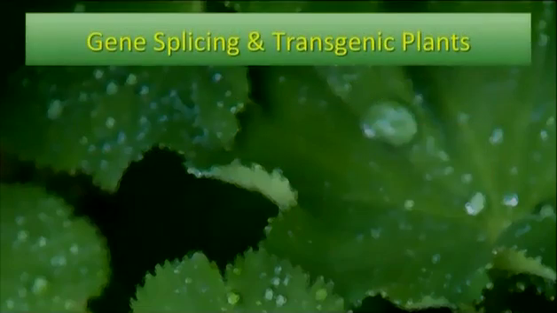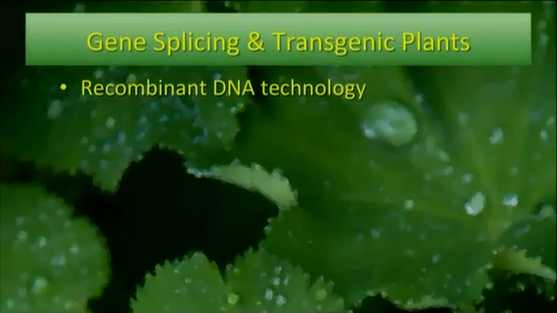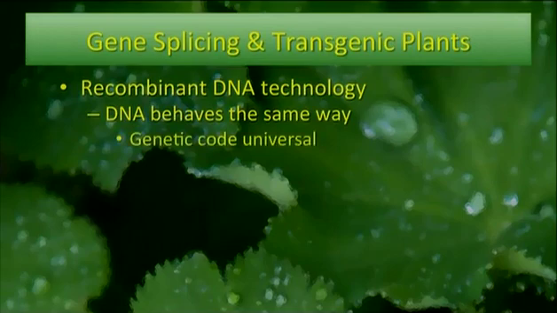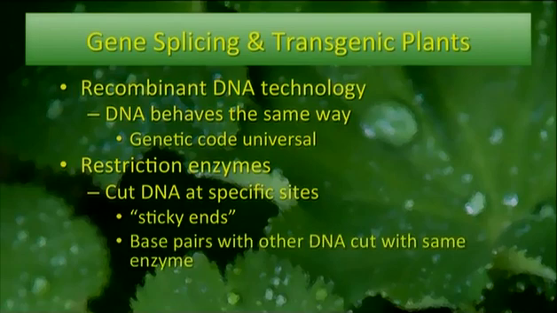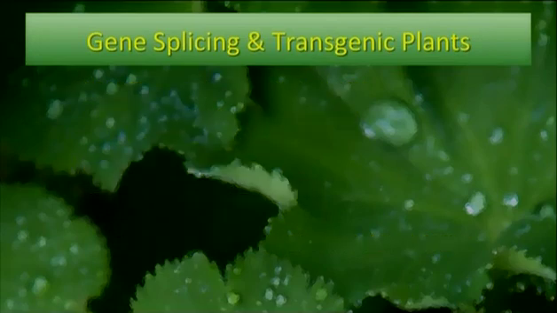Now, gene splicing in transgenic plants. We have what we call recombinant DNA technology, because DNA behaves the same way, because the genetic code is universal, as we said a few minutes ago. We have restriction enzymes that are isolated from bacteria at first. They cut DNA at specific sites and leave overlapping pieces called sticky ends. These sticky ends will base pair with other DNA cut with the same enzyme. That's the way they do gene splicing and make transgenic plants.